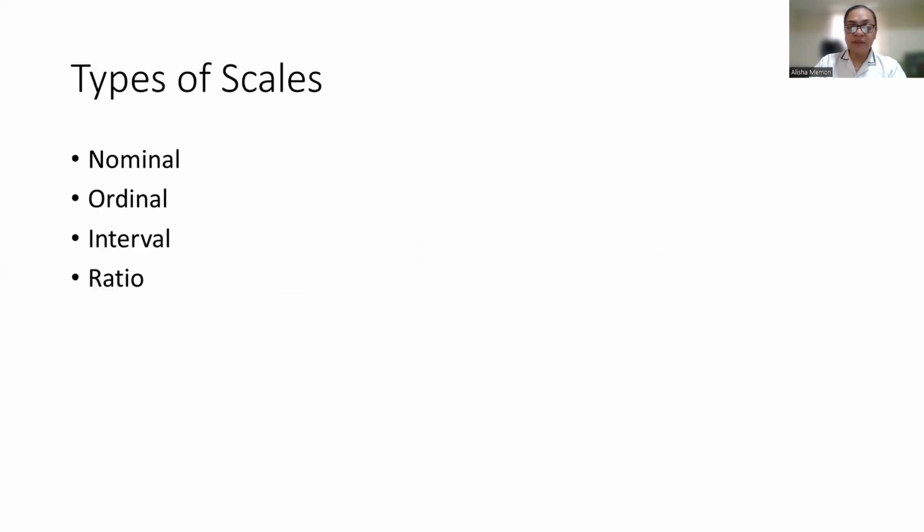Coming to the types of scales of measurement, we have four main types: nominal, ordinal, interval, and ratio. We'll see each one of them with an example that I've quoted for all the scales over here.